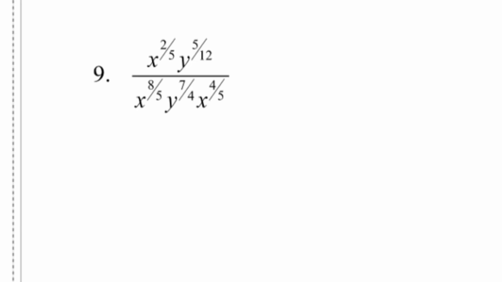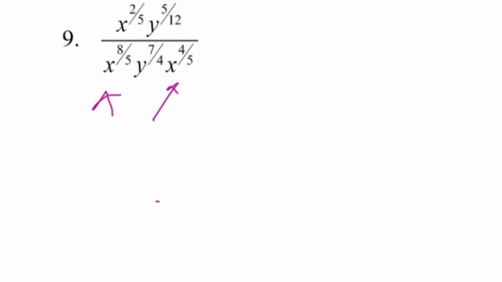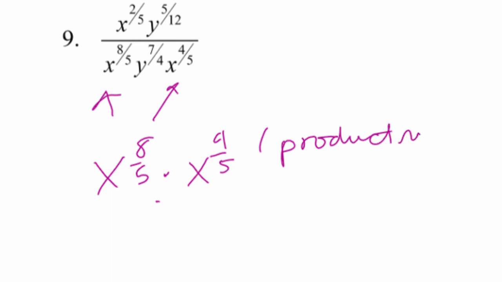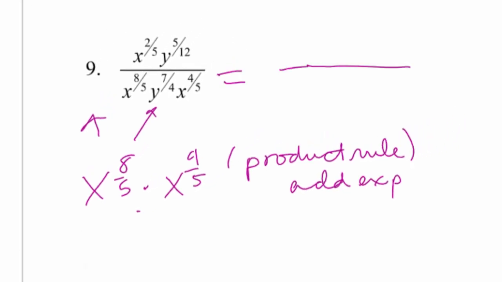In the denominator, you've got those two x's. You have x to the 8/5 times x to the 4/5. And so that's going to be the product rule. And with the product rule, we're going to add exponents. Luckily, these have common denominators, so they have the 5s already. So we're just going to add the numerators, which is x to the 12/5. So this is what we've got so far. x to the 12/5, y to the 7/4. And then up here I have x to the 2/5, y to the 5/12.